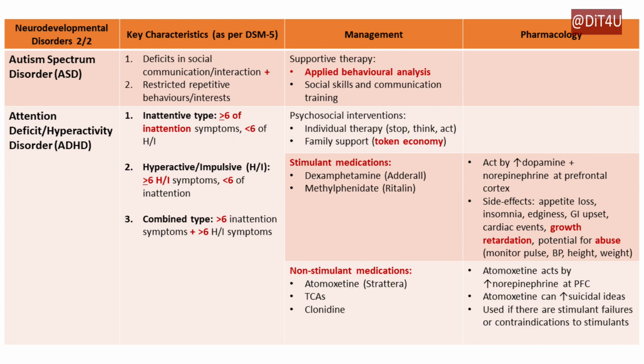Monitor everything, that is pulse, BP, height, and weight have to be monitored before and during therapy with stimulant medications. Non-stimulant medications: atomoxetine, tricyclic antidepressants, and clonidine. Okay. Atomoxetine acts by increasing norepinephrine level at prefrontal cortex, but side effect of atomoxetine can increase suicidal ideas. These non-stimulant medications are used if there are stimulant failures.